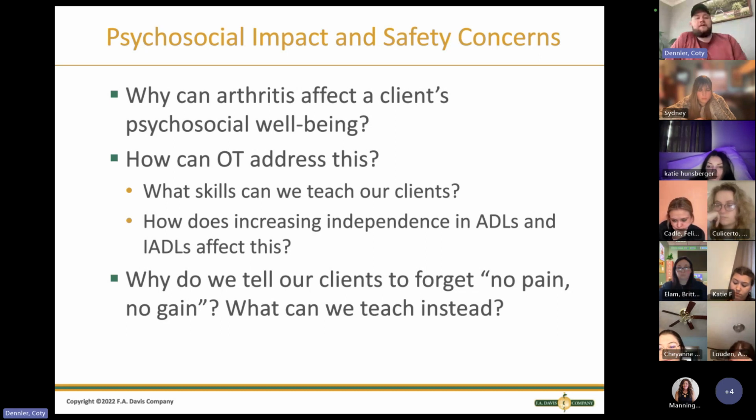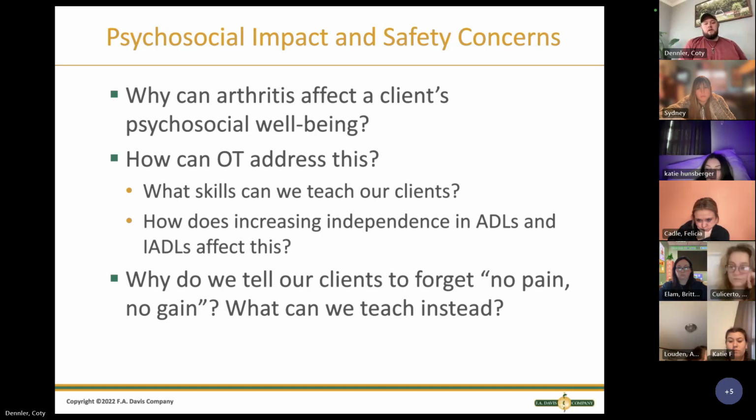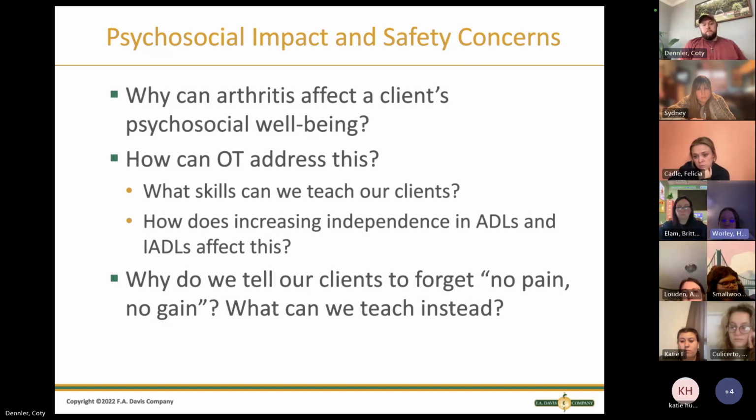Emily, how can OT address some of these psychosocial impacts? Honestly, I'm not entirely sure. I'm trying to think. Okay, somebody want to chime in and help? Can they work on pain management skills? Yeah, for sure. But think about it on the psychosocial stuff.